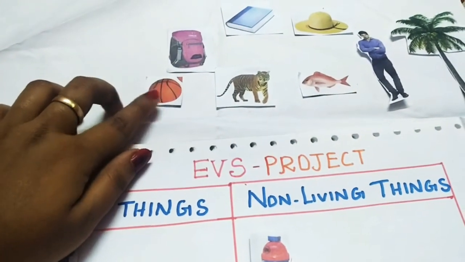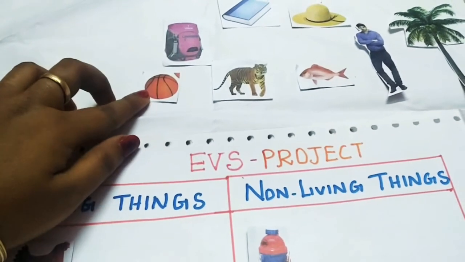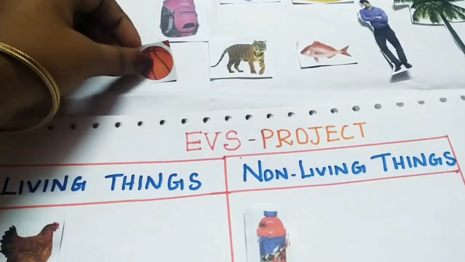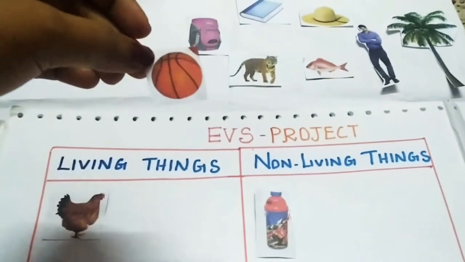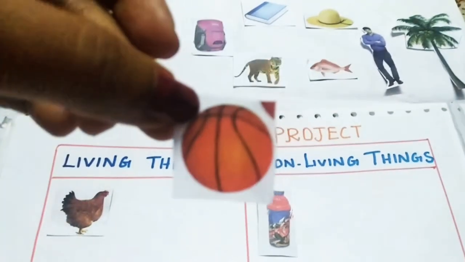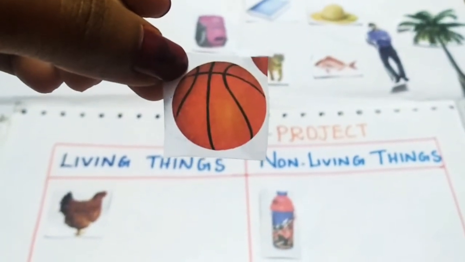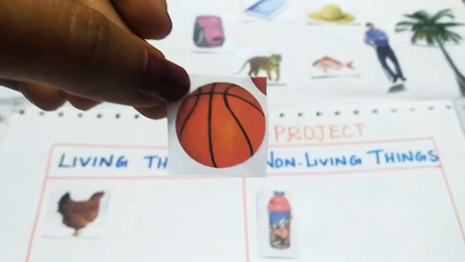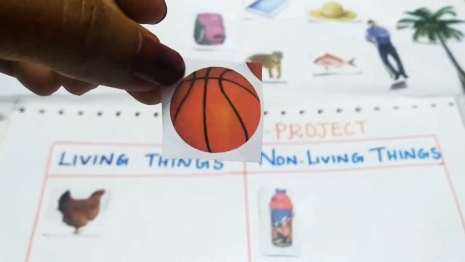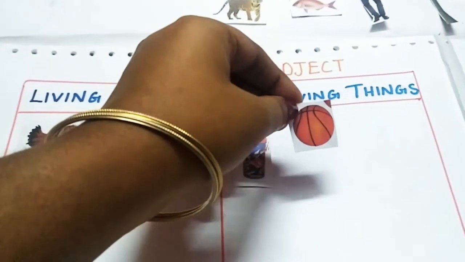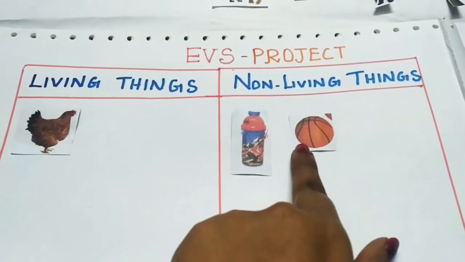Ball. So is a ball a living thing or a non-living thing? Non-living thing. So it cannot grow, it cannot reproduce and it does not need any nutrients to grow. So it does not have any life. It comes under non-living thing. So paste it in the non-living thing column.